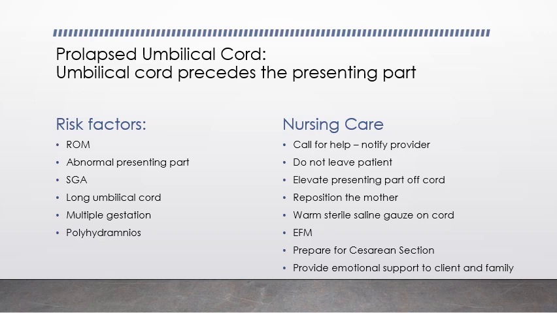You can also reposition the mom. Remember that gravity is a great thing to help us out. So if she's able, you can ask her to flip over onto hands and knees and put her chest down onto the bed and her butt up in the air. Hopefully that'll slide the baby off the cord, but you still want to keep your fingers on that presenting part and off the cord. If the cord prolapses out of the vagina, you want to keep it moist. So warm, sterile gauze saline.